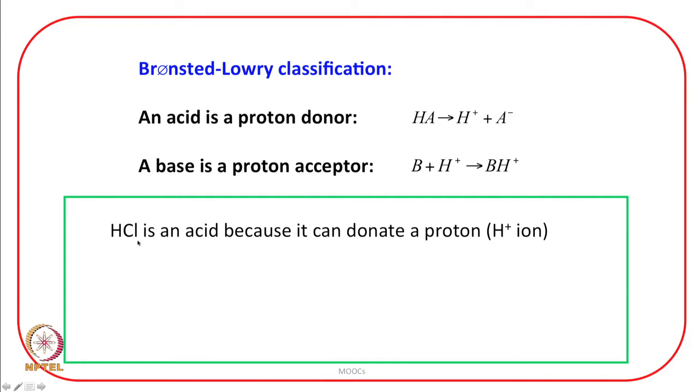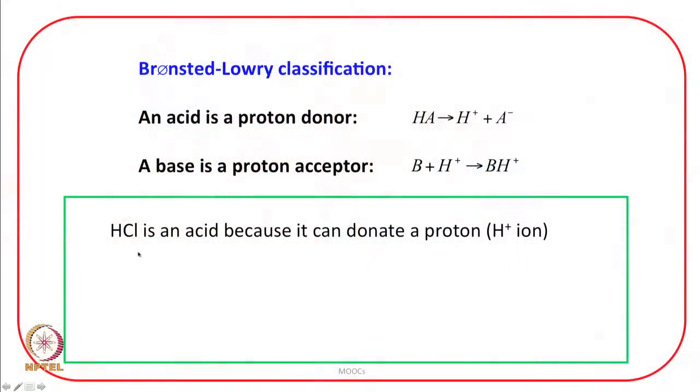HCl according to this classification is an acid because it can donate a proton, that is hydrogen ion. We know that when HCl is dissolved in water, it dissociates into H ions and chloride ions. So, therefore, HCl is capable of donating a proton to another molecule. The statement that HCl is an acid because it can donate a proton, H ion, is called as a proton.